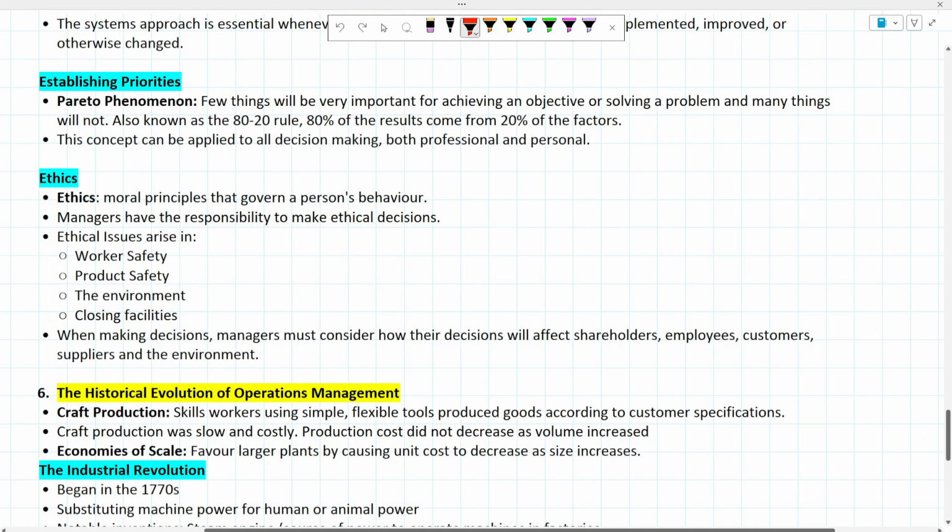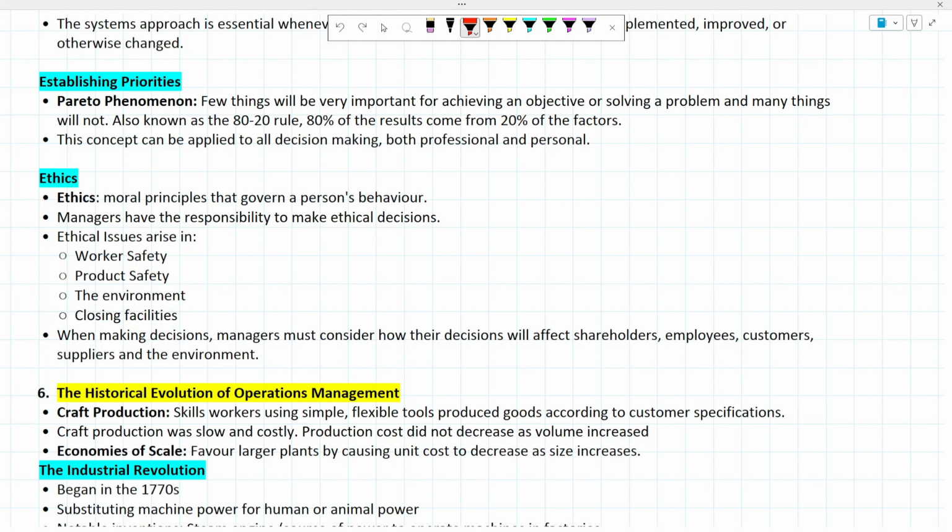So establishing priorities. Pareto phenomenon: a few things will be very important for achieving an objective or solving a problem, and many things will not. So the Pareto phenomenon is also known as the 80-20 rule, where 80% of the results come from 20% of the factors. This concept can be applied to all decision making, both professional and personal. So this is a really popular phenomenon that a lot of people like to use in regards to a lot of things, not just in business. So it's the 80-20 rule.